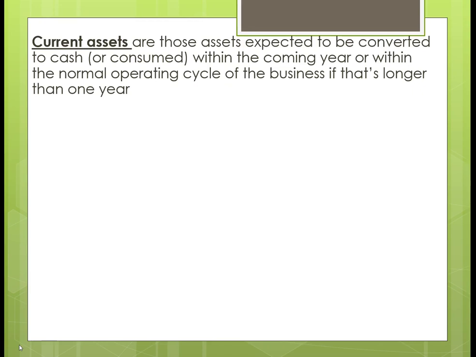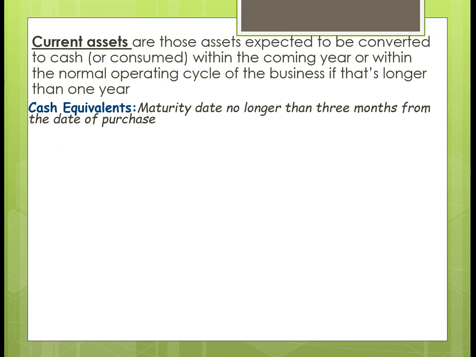Now, current assets are those assets expected to be converted to cash or consumed within the coming year or within the normal operating cycle of the business if that's longer than 1 year. An example would be if you were a large shipbuilding company or you built planes, which may take 2 years, then 2 years might be your operating cycle. So that would be current assets. Everybody else, if it's less than a year, it's always going to be 1 year.